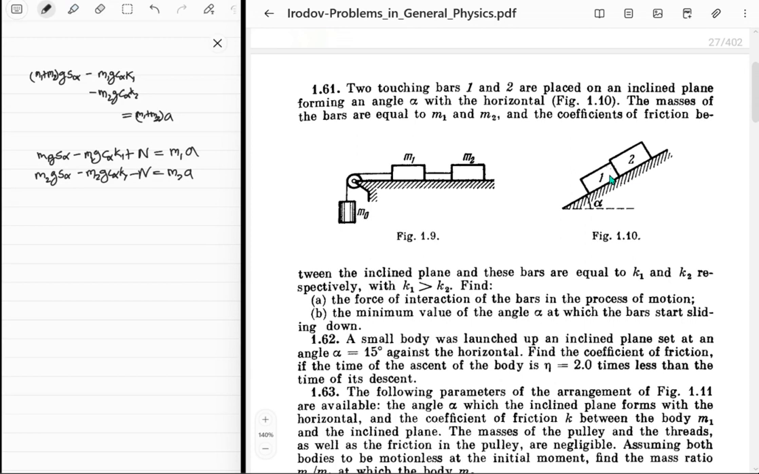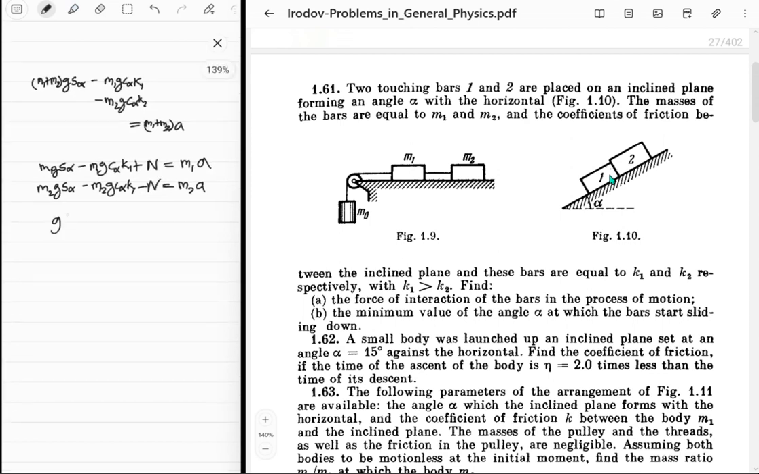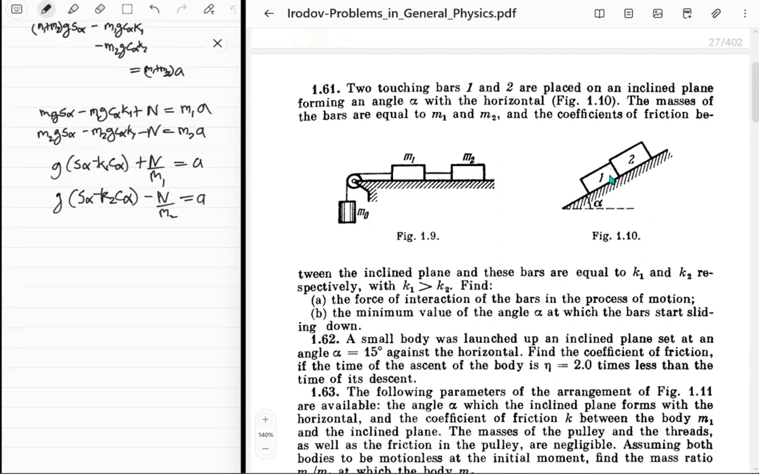Or we could do something better than this. Multiply this thing by m1, or maybe divide by m1. So this will just be equal to g times sine alpha minus k1 cosine alpha, plus normal upon m1 is equal to a. And then over here just have g into the same thing, sine alpha minus k2 cosine alpha minus normal upon m2 is equal to a, and then subtract.